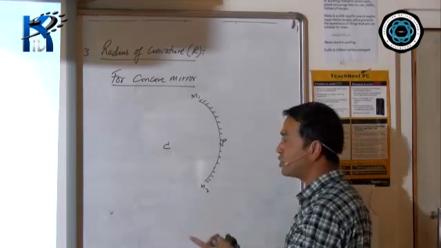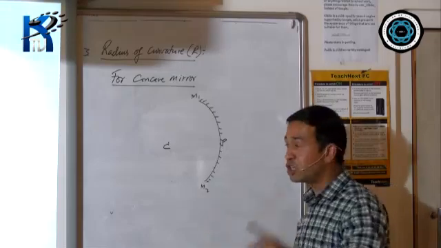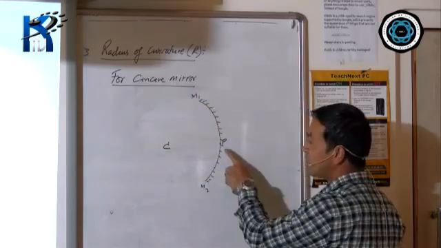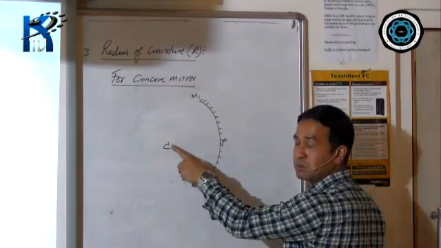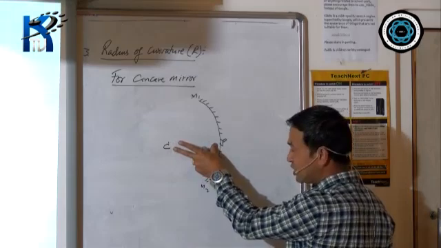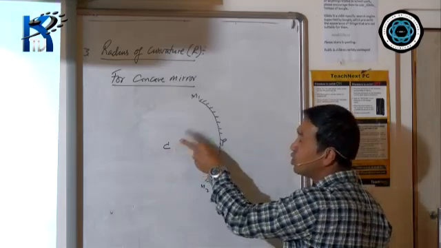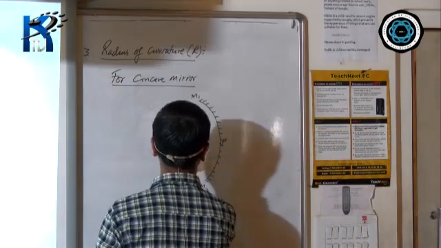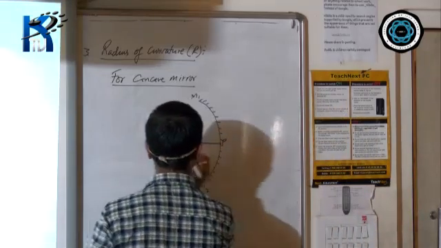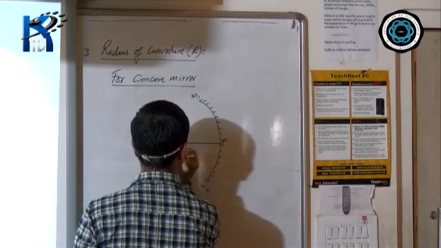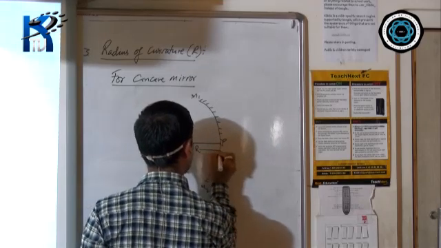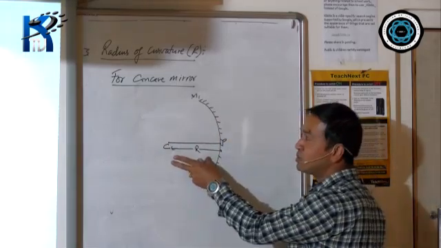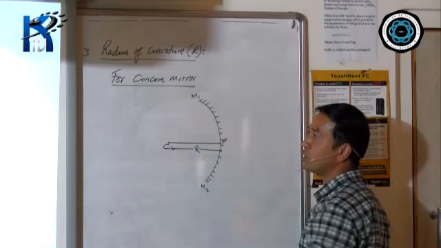Now when I define radius of curvature, it is simply defined as the radius of the sphere in which the mirror is a part. Or we can also define it as the distance between pole and the center of curvature. Because this distance also acts as the radius of the sphere or hollow sphere. So let me join the line between P and C. This distance is marked by capital R, the symbol for radius of curvature. This is for concave mirror.